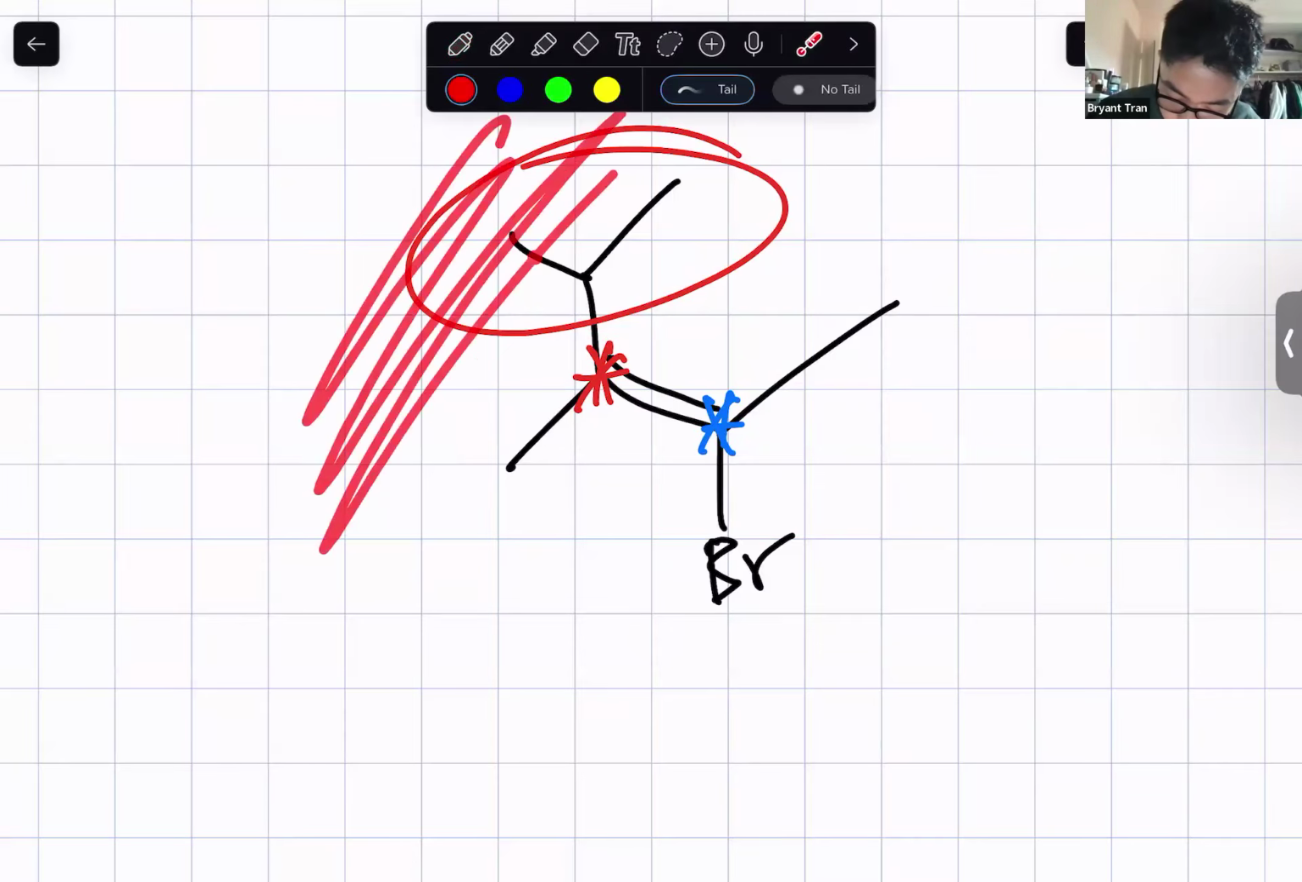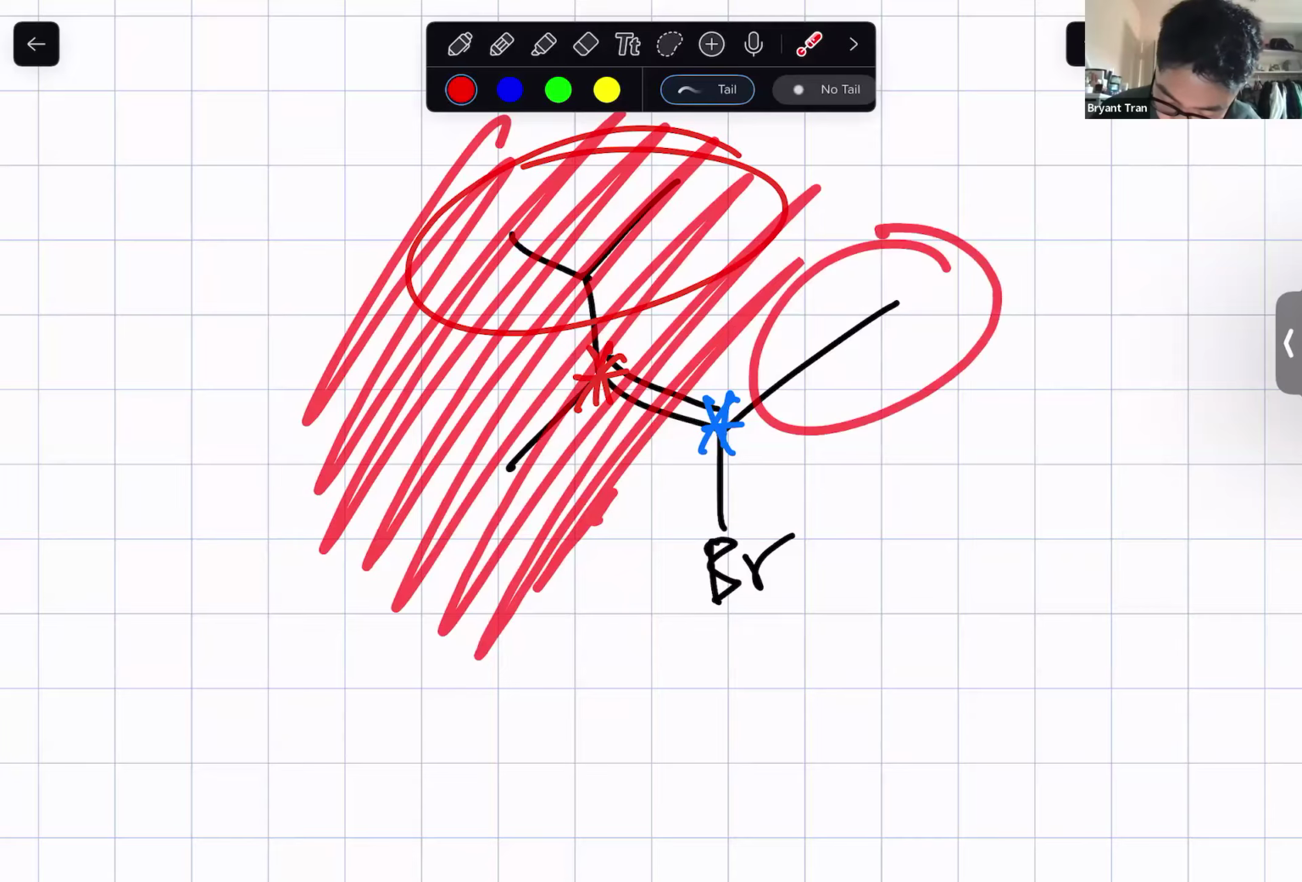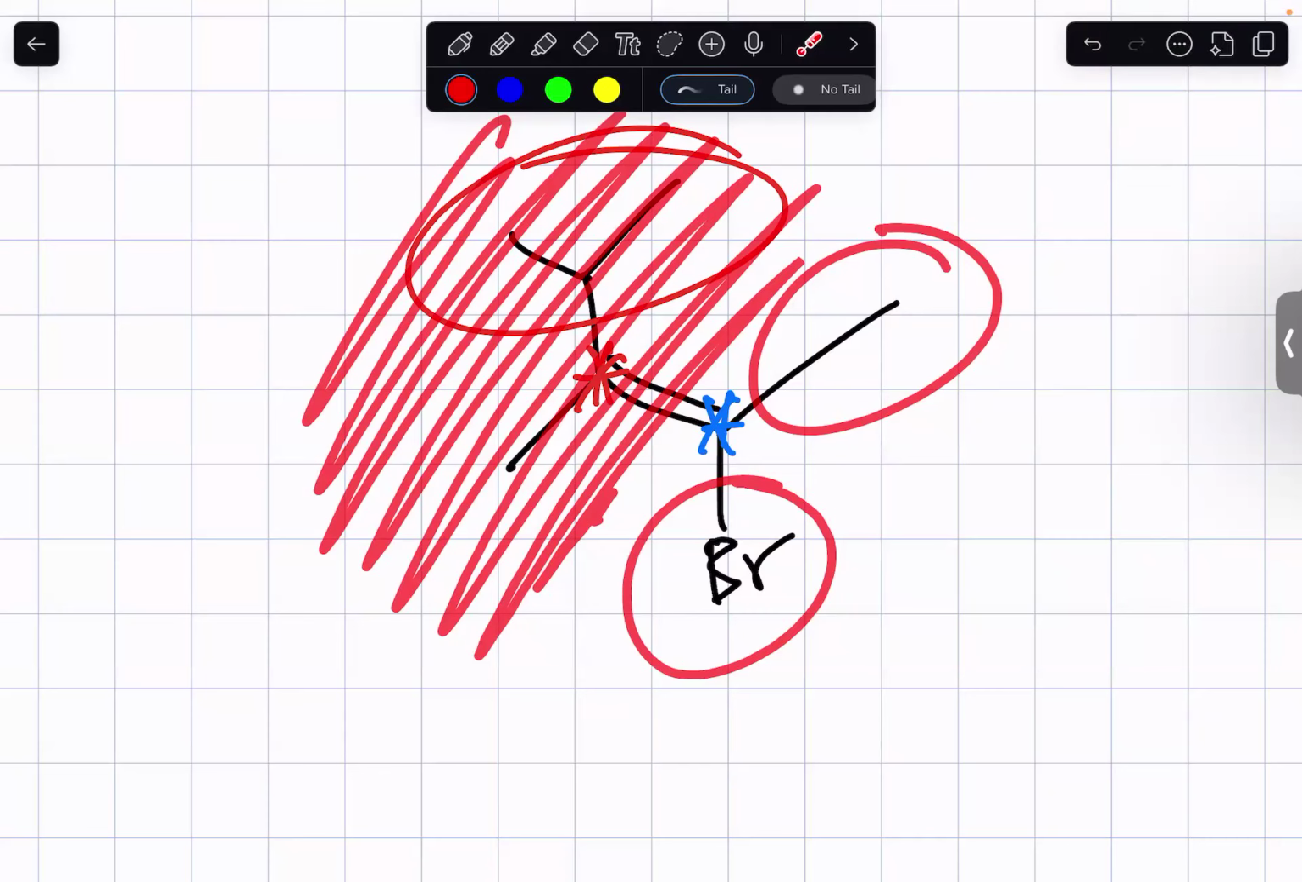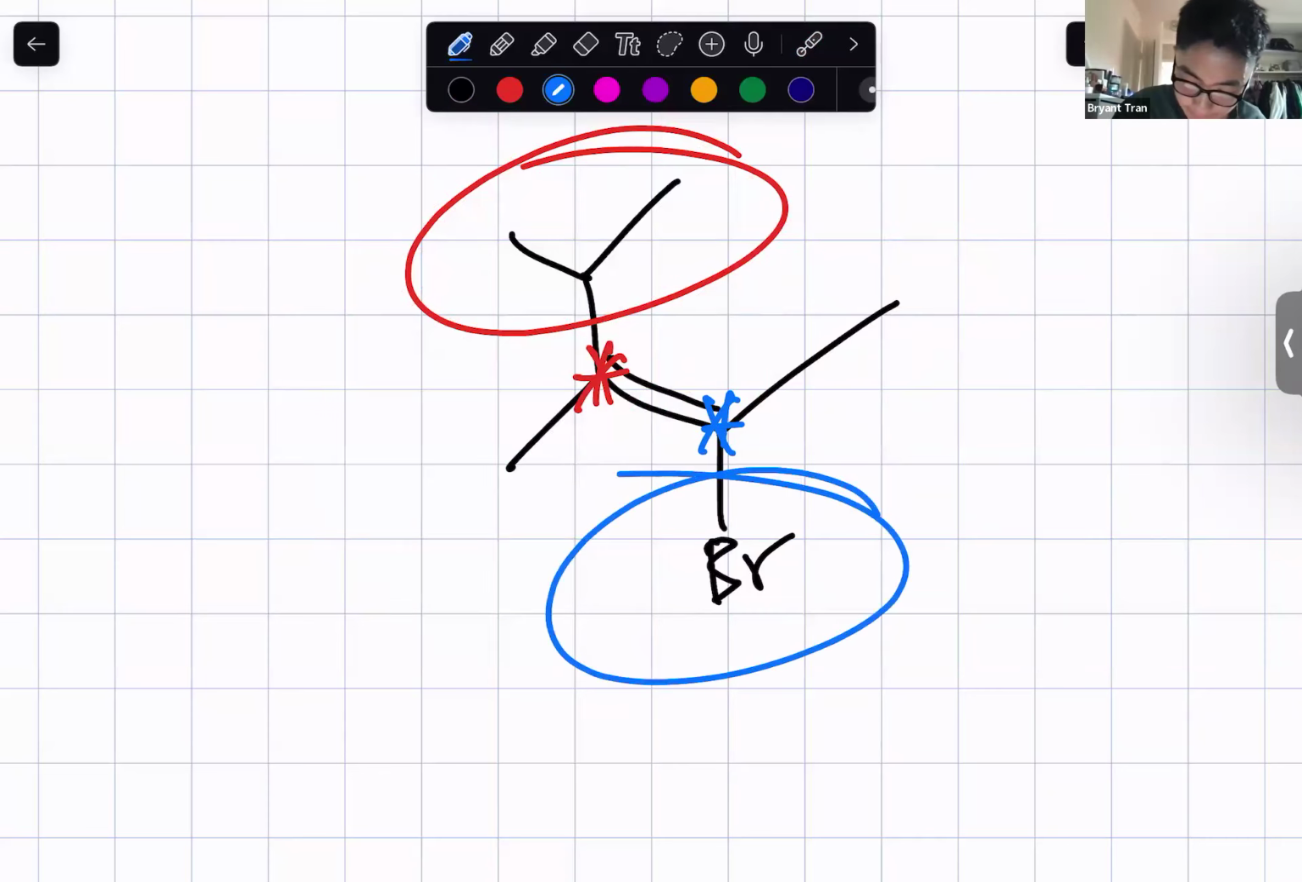Now, I'm going to ignore everything on the red carbon, and we're going to compare this group and this group here. What's the higher priority group on the blue carbon? The Br. Yep, the Br, right. So I'm going to circle that group right there.